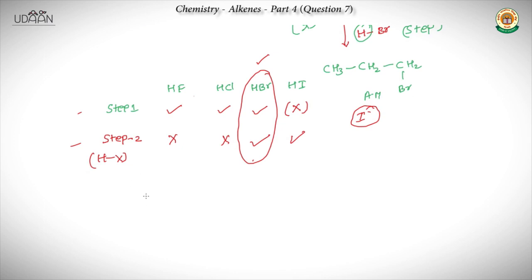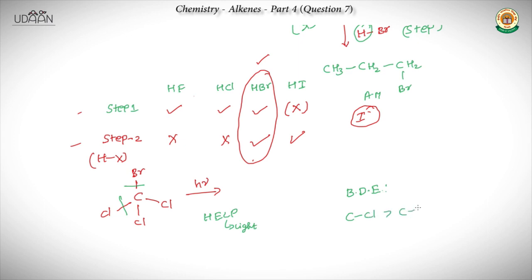Alright, we're back to the question now. You are given CBrCl3 in the presence of sunlight. Remember, from our thumb rule, HELP, where L is light, it gives you radicals. Now, you need to think which one of the C-X bonds cleaves first, either C-Br or C-Cl. Bond dissociation energy, which is the energy to split one mole of bonds, for C-Cl is greater than C-Br because Cl, being much smaller than Br, can overlap effectively with the carbon atom. So you're going to get Br radical and CCl3 radical.